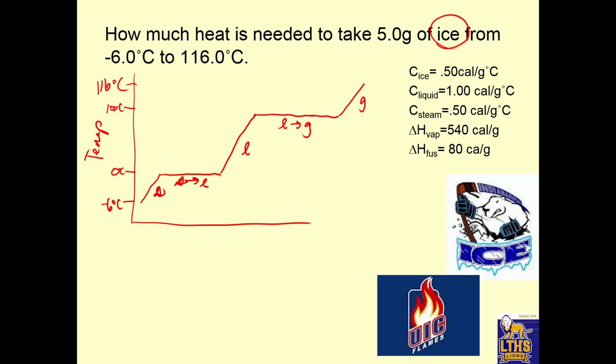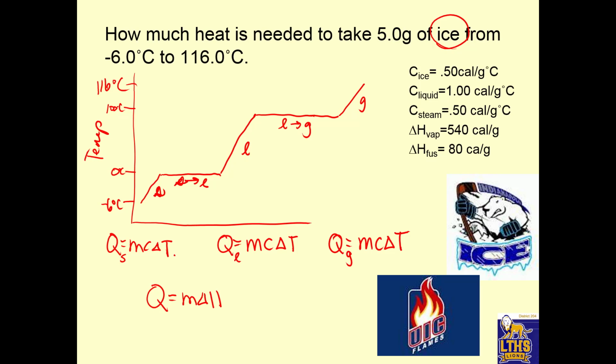So we have to use Q equals MC delta T for the solid. And then we have to use Q equals MC delta T for the liquid. And we have to use Q equals MC delta T for the gas, because there's three slanted lines. And then we have to use Q equals M delta H, solid to liquid, so we're going to use the fusion one there. And so this is solid to liquid. And then Q equals M delta H, liquid to gas. Okay? And so that's going to be the vap one. All right, so we have to use five Qs and then add them to get a total. All right, so I want you to try this.